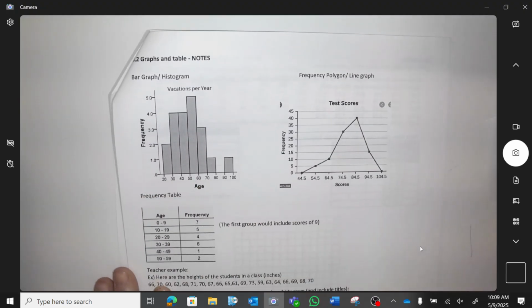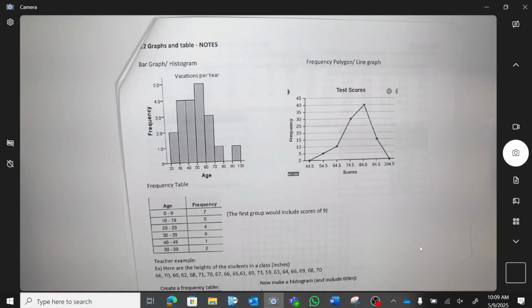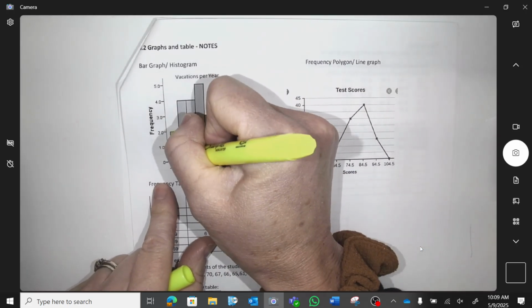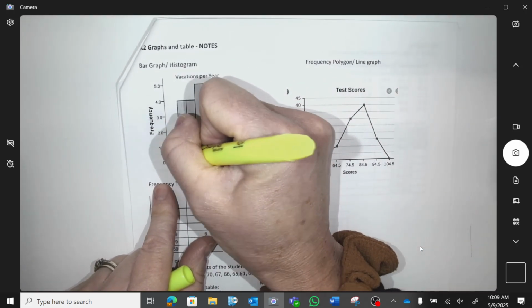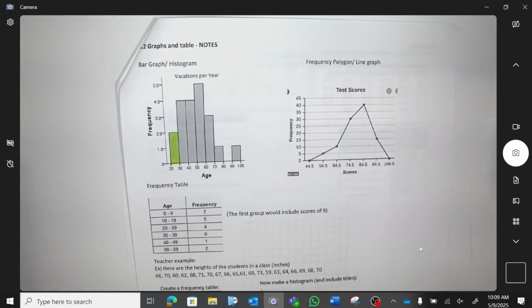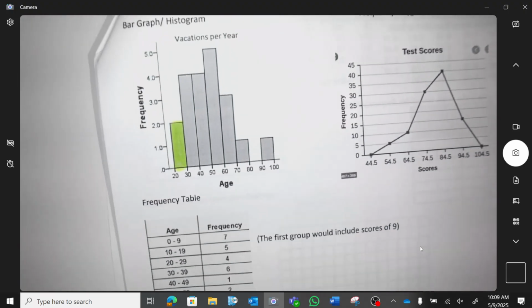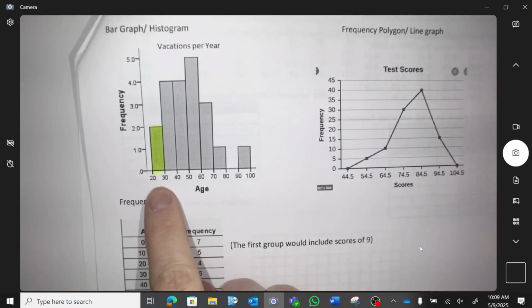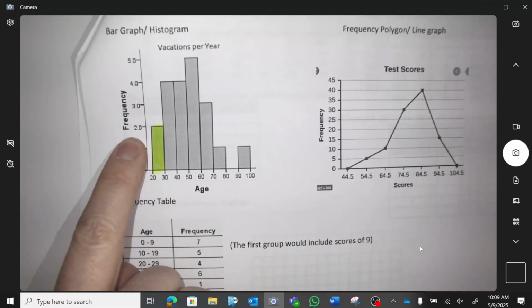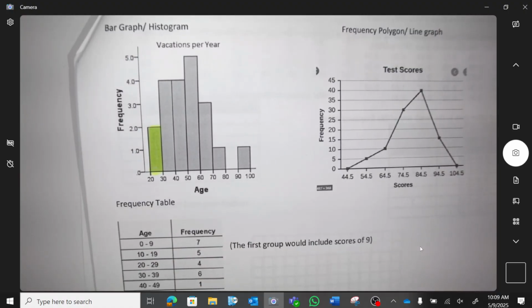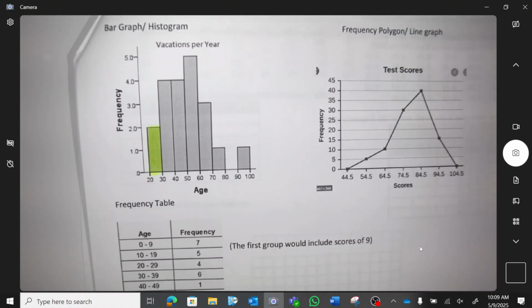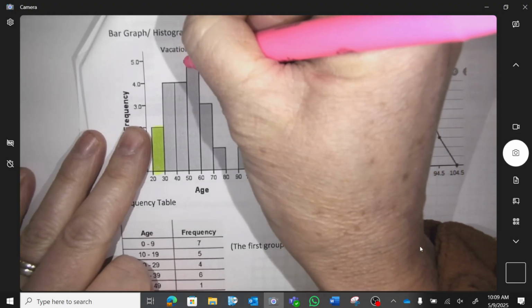So how do you read this? How would you tell me about the statistics of what I've just highlighted? 20 to 30-year-old people take about 2 vacations per year. Okay, so this is the highest one.